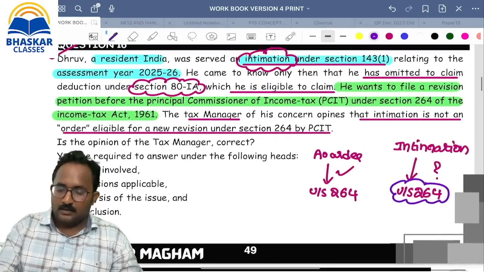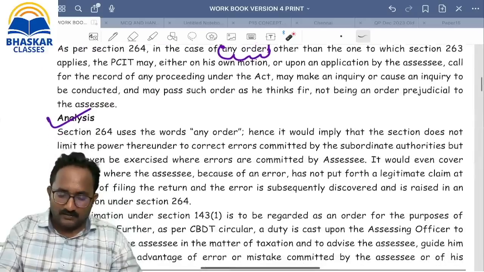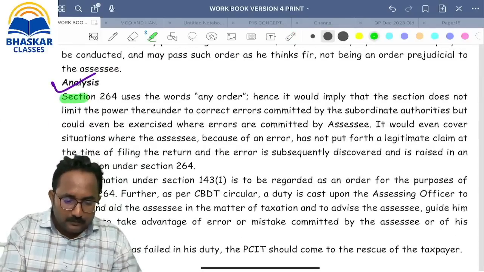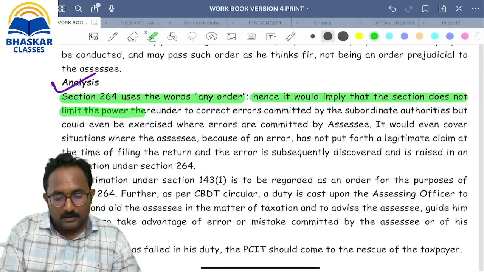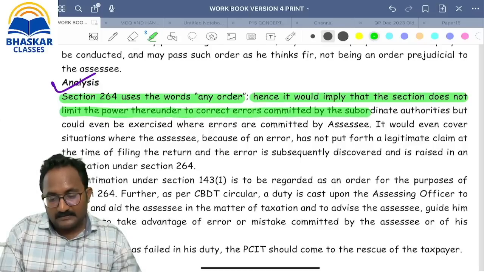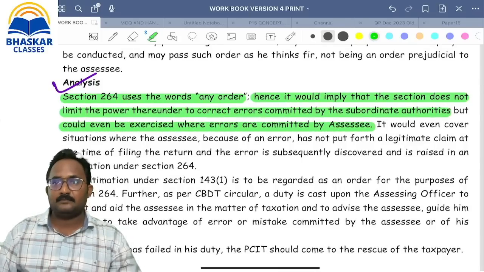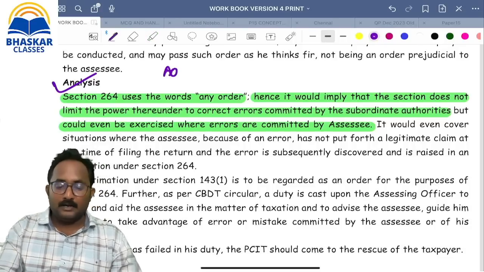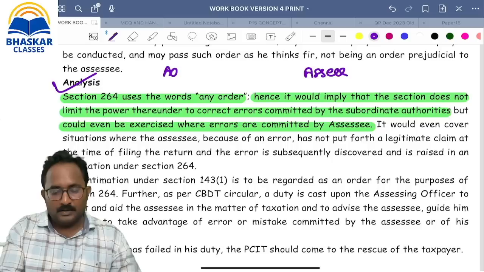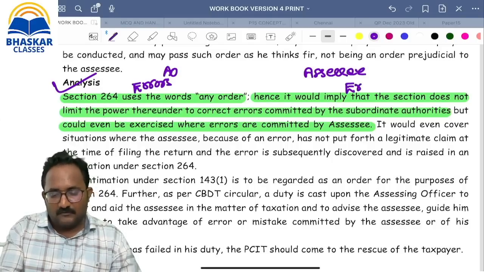Yes, the assessee can go for a revision petition under section 264. Remember, 264 uses the words any order. Hence, it would imply the section does not limit the power to correct the errors committed by the subordinate authorities, but can even be exercised where errors are committed by the assessing officer. Suppose the AO has not given the proper refund. If errors are committed by the assessing officer, we can also revise.